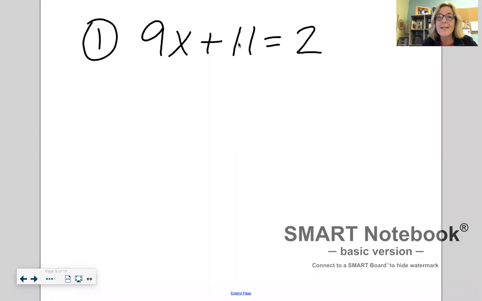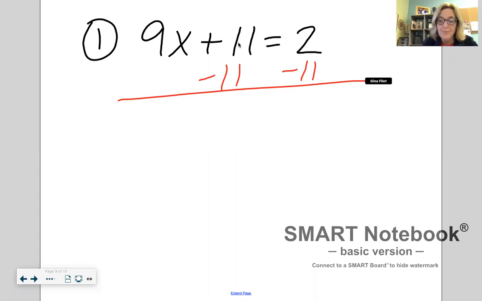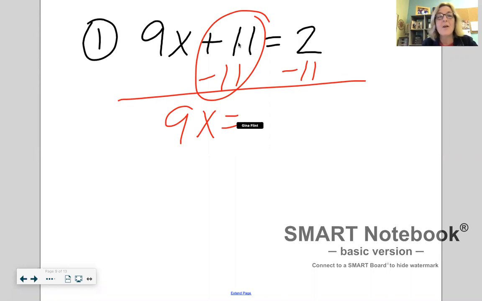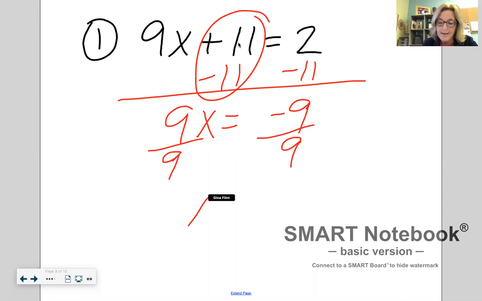All right, so 9x plus 11 is equal to 2. We would subtract 11 from both sides of the equation so that we have a 0 pair here. We have 9x's left on the left-hand side. 2 minus 11 is -9. And then to isolate the x, if there are 9 of them, we need to divide both sides by 9. X is equal to -1.